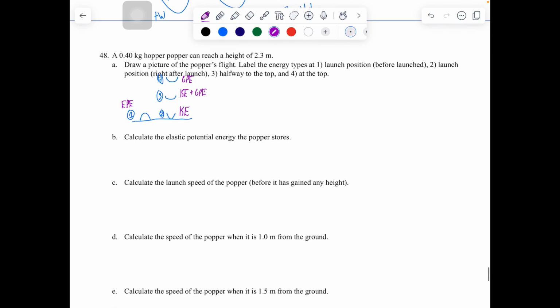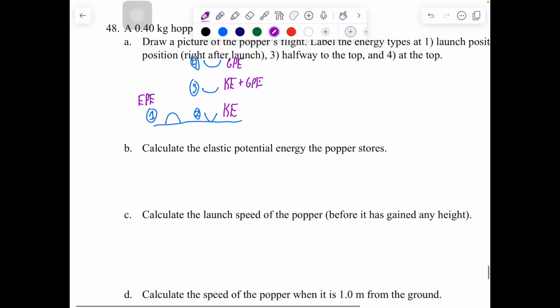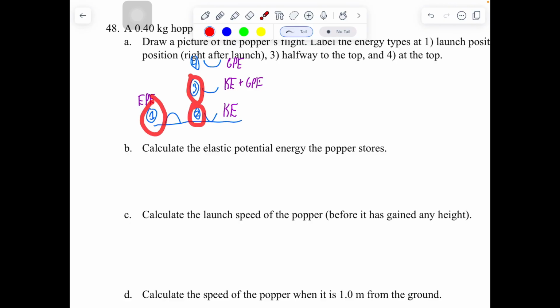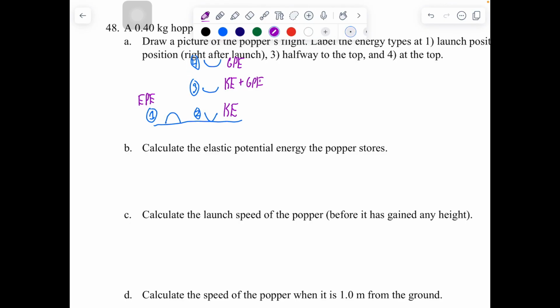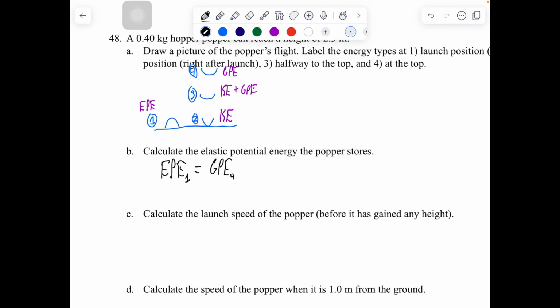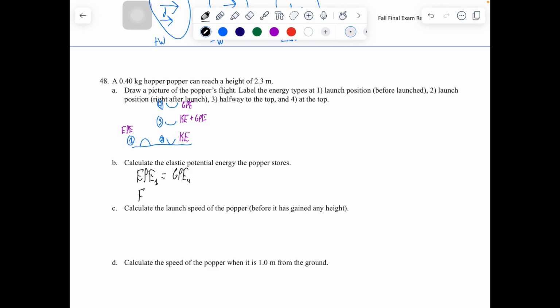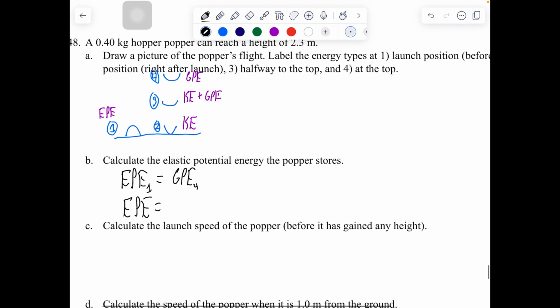What is the elastic potential energy the popper stores? Well, we can set the energy at any of these points equal to all the other energies. There's no work done. Energy must be conserved. So let's say that elastic potential energy at point 1 must be equal to the GPE at point 4. So that elastic potential energy, the GPE is mgh.